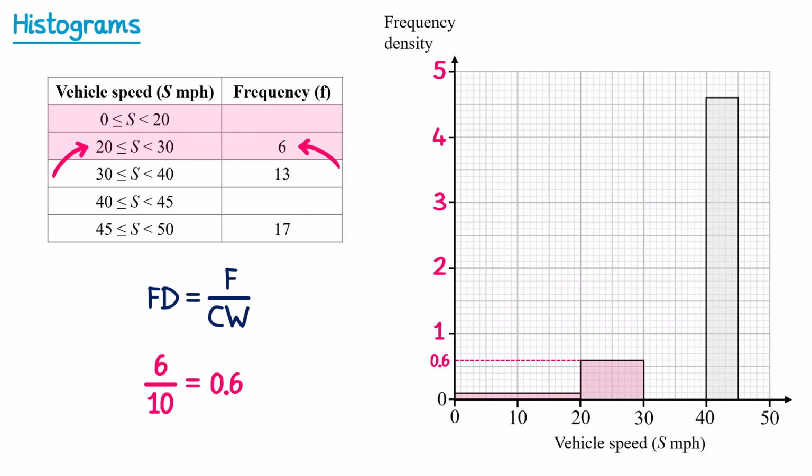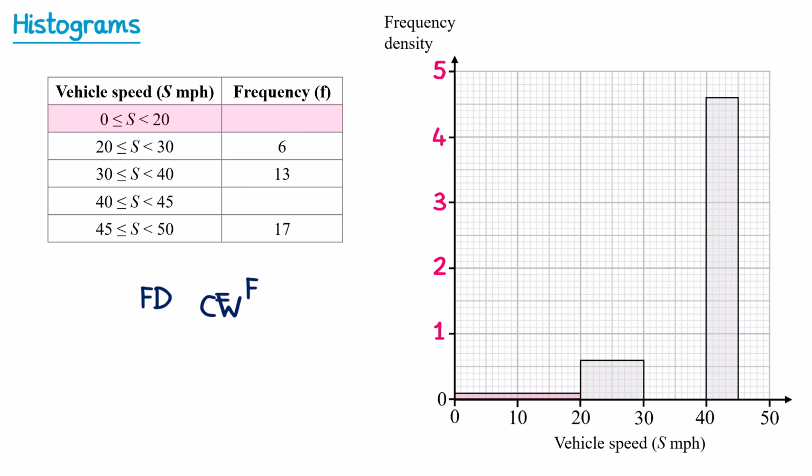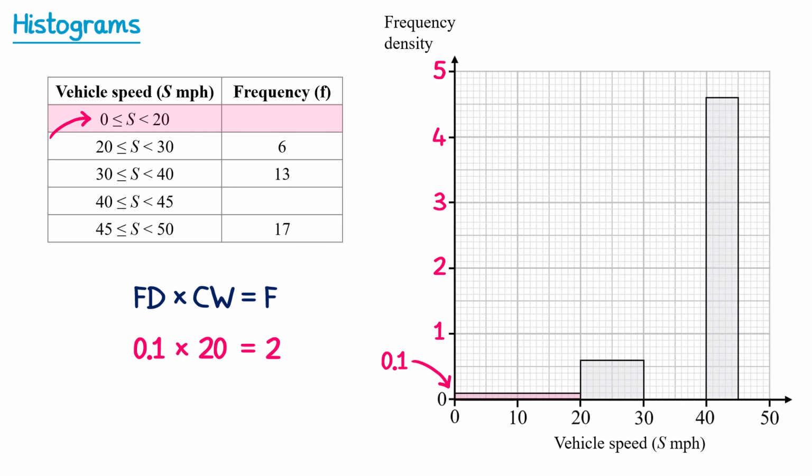Now that we have the frequency density scale, we're able to complete the frequencies in the table. Let's start with the first bar here, which goes from 0 to 20. To find the frequency, we're going to rearrange this formula, so it's frequency density multiplied by class width equals frequency. For this bar, the frequency density is 0.1, so we do 0.1, and we need to multiply this by the class width, which is the difference between 0 and 20, which is 20, so multiplied by 20. 0.1 multiplied by 20 is 2. This means the frequency for this bar was 2.